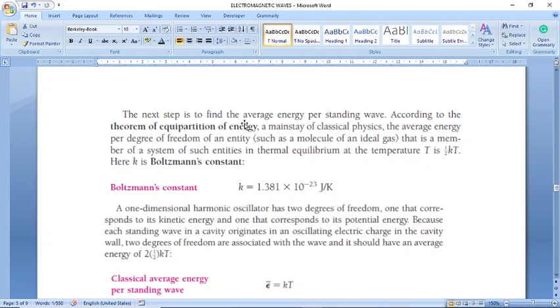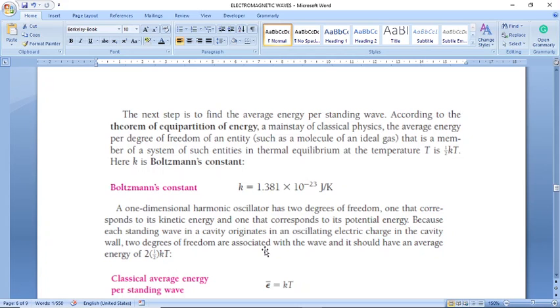Then the average energy per standing wave, let us find that. Next problem. According to the theorem of equipartition of energy, the average energy per degree of freedom of a molecule of an ideal gas assumed to be at temperature T is half kT, where k is the Boltzmann constant, k equal to 1.381 into 10 power minus 23 joule per Kelvin. You should learn this value by heart.